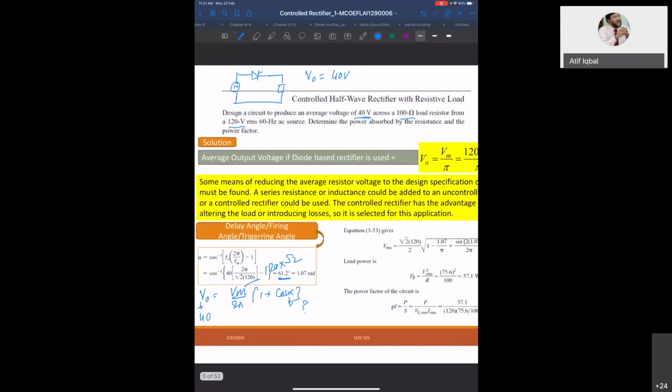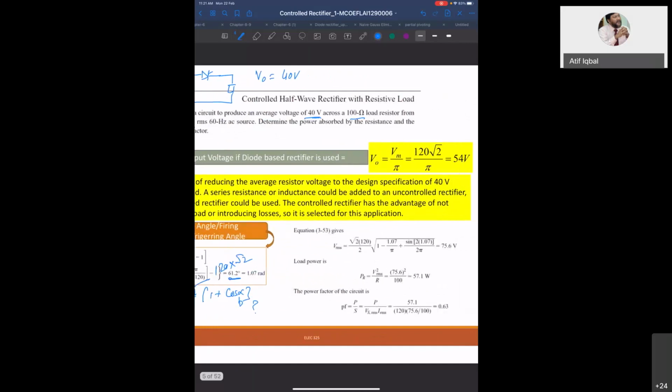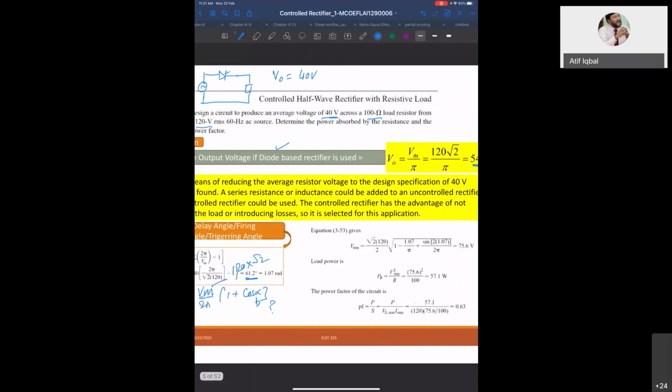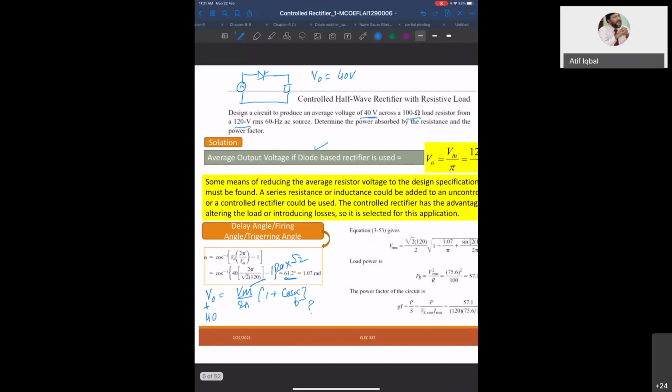Understand? Now, this 40 volt that you are getting is from the thyristor based rectifier. But what if you would have used a diode based rectifier? If you would have used a diode based rectifier, this would have been 54 volt. But you don't want 54, you want 40. So you use a thyristor based one and you find the angle alpha. So this part is done.